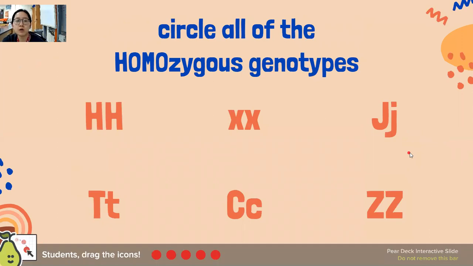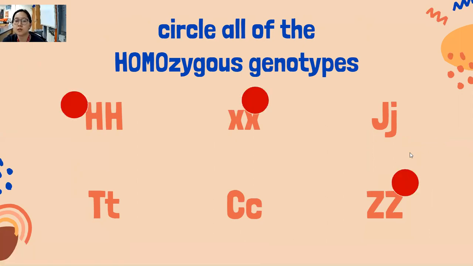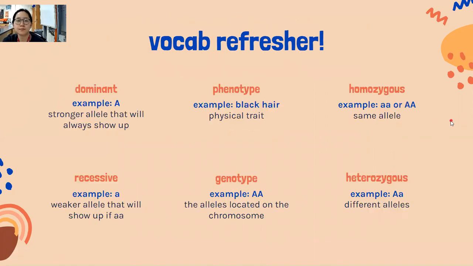So use the circle and mark all of the homozygous genotypes. They can be homozygous dominant or homozygous recessive. The answer should be where you have capital H, lowercase x, and capital Z. This one, and this one are all heterozygous. So here's our overall vocab that we just went over.